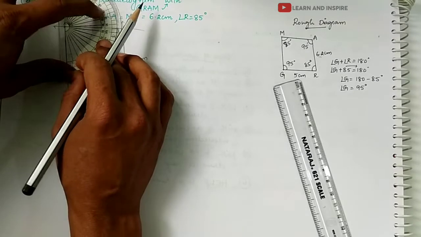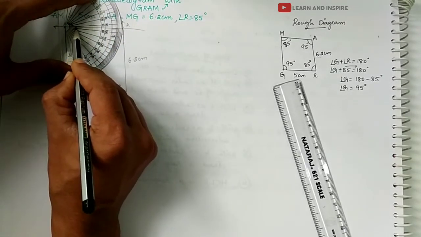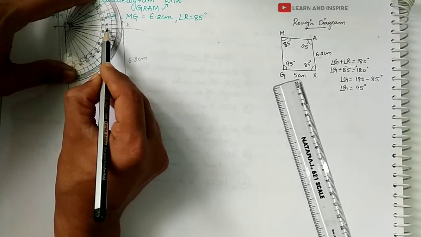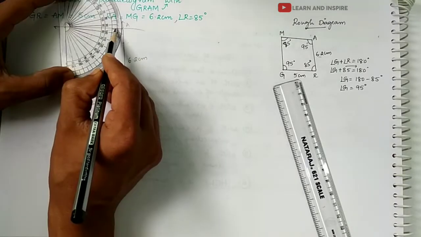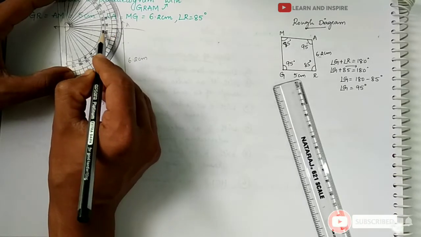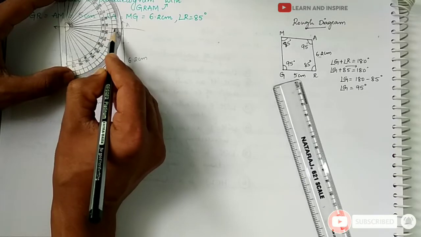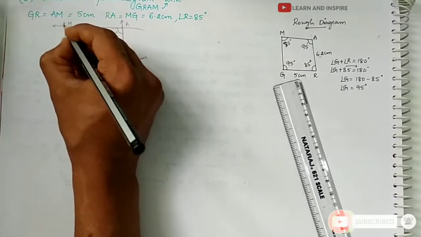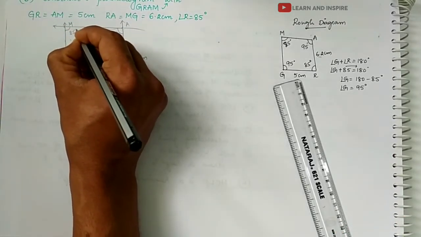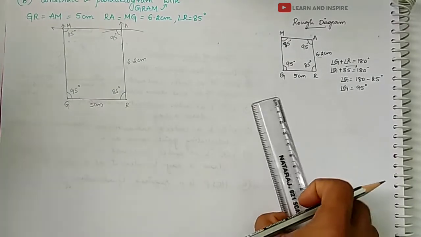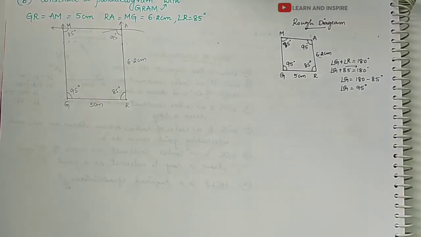As you can see, this is the line. And what is the angle? 85 degrees. Okay, so it lies between 90 and 80. This is 85 degrees. As we know, this angle is 85 degrees. Okay, now we write the steps of construction.